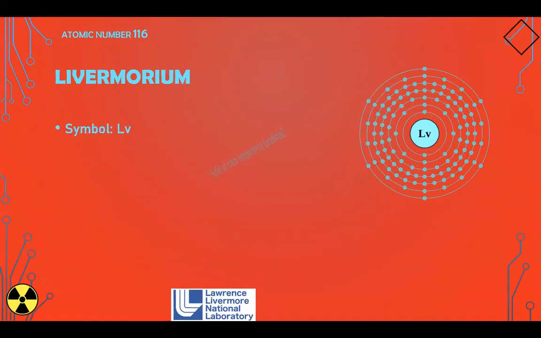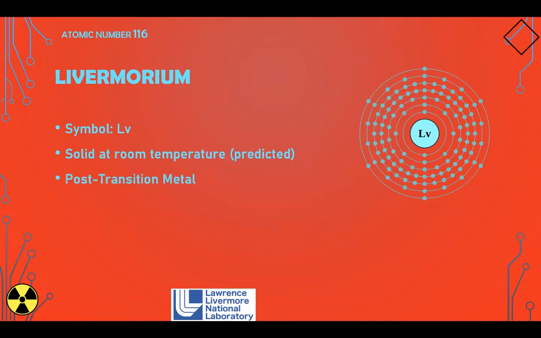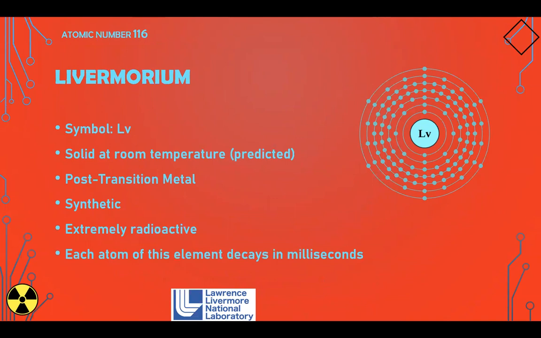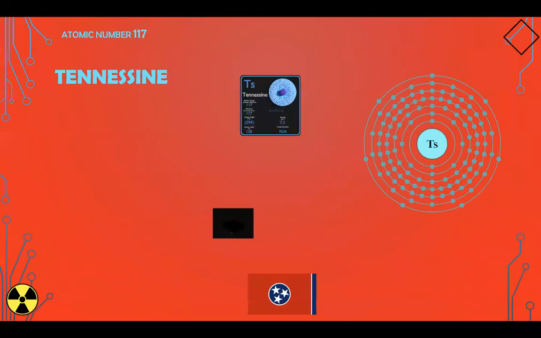Livermorium, its symbol is Lv. I like its symbol. It's a solid at room temperature. It's a post-transition metal. It's synthetic. It's extremely radioactive. And livermorium's atom decays in milliseconds, which is way less than a second. 1,000 milliseconds is equal to 1 second. Livermorium is named after the Lawrence Livermore National Laboratory, kind of like lawrencium, right?